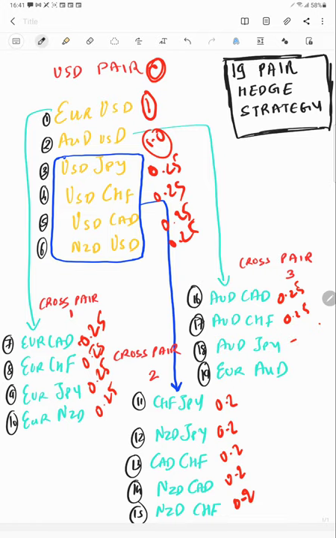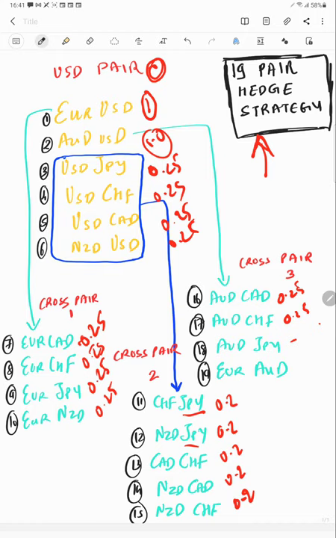If you are trading a buy, we will exactly sell the share in the JPY cross pairs. So likewise, for the USD pairs and cross pairs, we have done a hedge. So it is called the 19 pair hedge strategy. Hope you understand how we are allocating the lot size from the major pair towards the cross pairs.